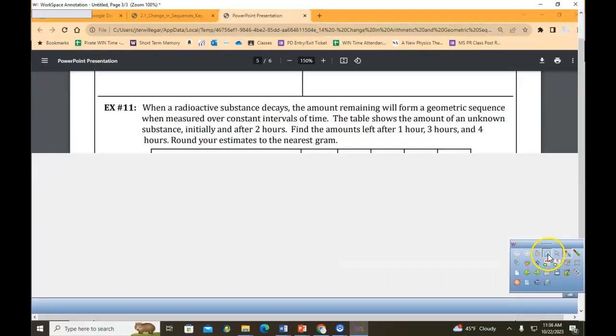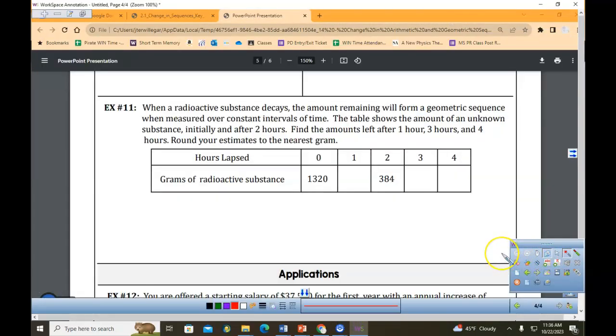Alright, this next one I'm going to need to use a trick that I taught you guys in geometry. We'll see if you remember it. If you don't, that's fine too. So we have radioactive decay. The table shows the amount of substance after 2 hours. So we know it went to 384. Find the amounts left after 1 hour, 3 hours, and 4 hours. Round your estimate. So I need to find my ratio to do this. It's a little bit trickier, but we're going to give it a shot.